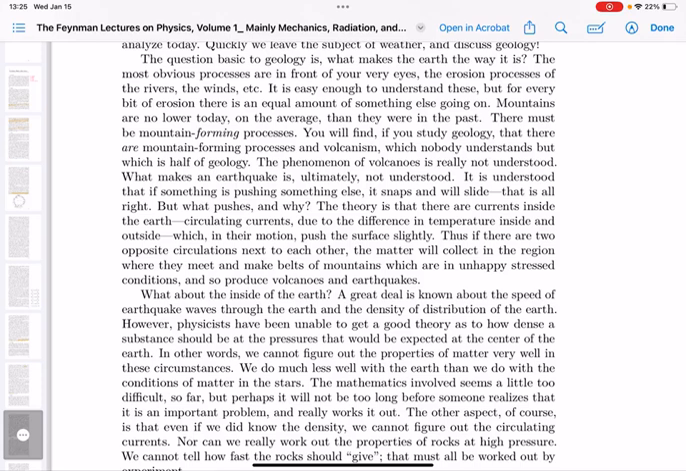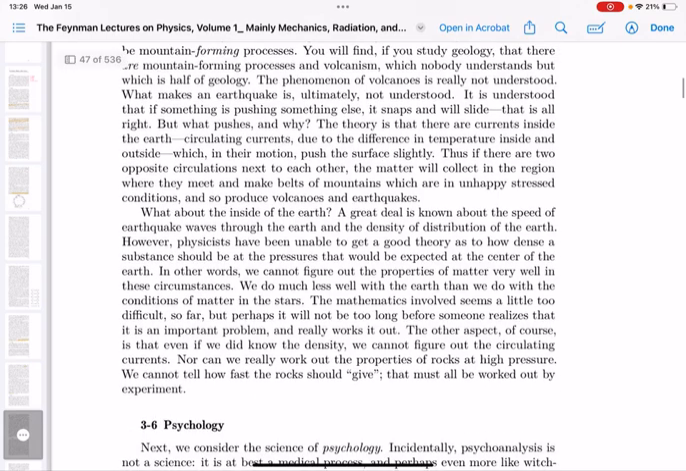Mountains are no lower today on the average than they were in the past. There must be mountain forming processes. You will find if you study geology that there are mountain forming processes and volcanism.